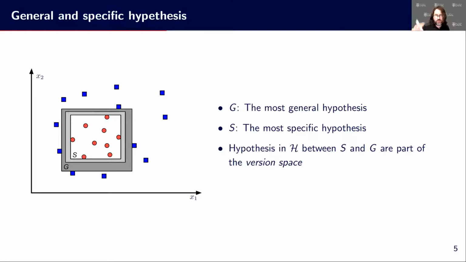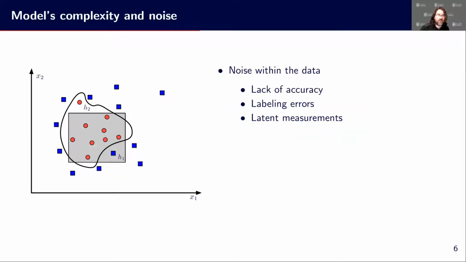And all the hypotheses between S and G are part of what we call the version space. We have an infinity of models in between that all have perfect accuracy. They have 0 errors, but they are different. They don't necessarily have the same parameterization. So there's not necessarily a single solution there. There might be many solutions with the same performance. And so the point is to say, okay, what is the right solution to use?